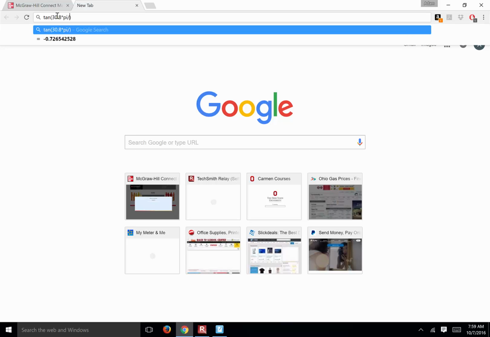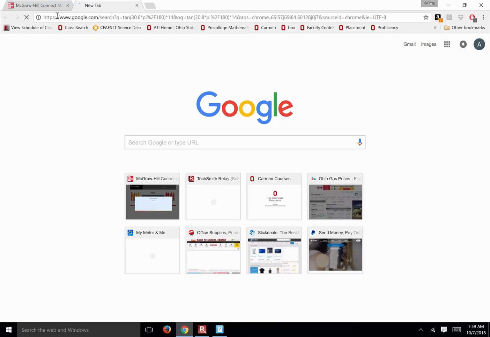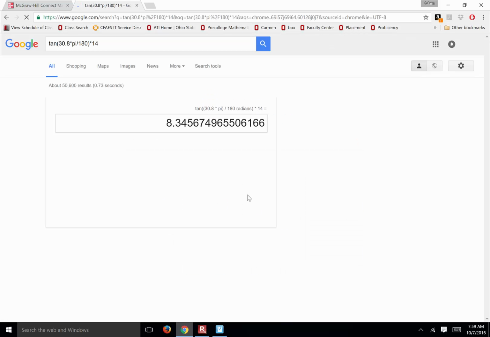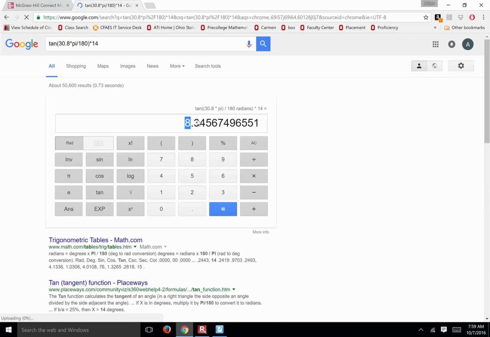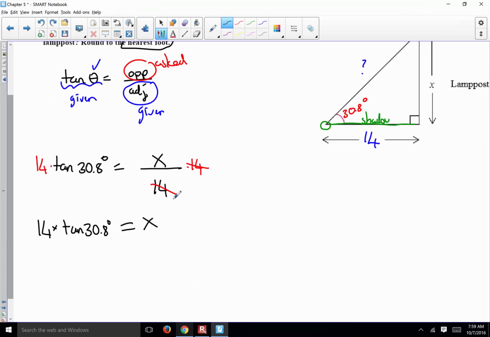Perfect. And then I multiply this by 14 as well, right? Let's see if we can do this. There we go. We have it. 8.34. They want the nearest foot, so it's 8. Agree? So x is about 8. Did you get the same thing with your calculator?